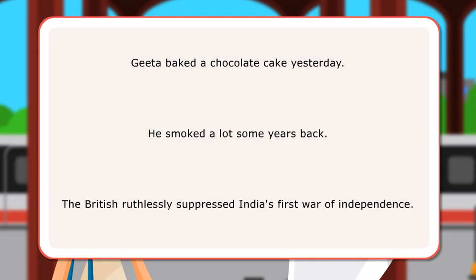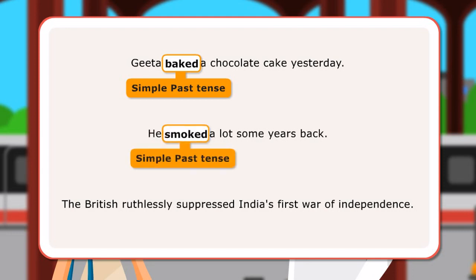In the first sentence, baked is simple past tense as it speaks about an action that took place on a particular day in the past. In the next sentence, smoked is simple past tense as it tells about a past habit. In the third sentence, the verb suppressed is again simple past tense since it speaks about an event that occurred in the past, its time being implicit.